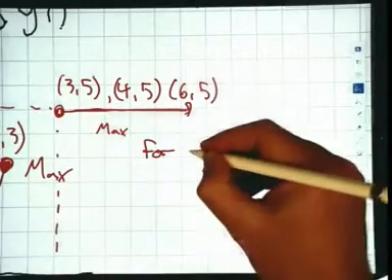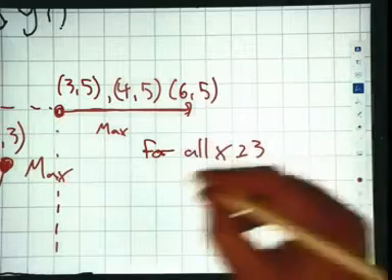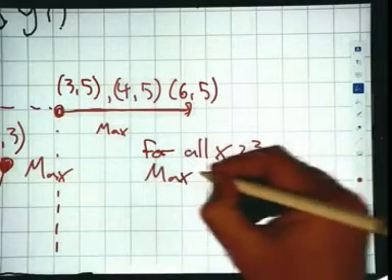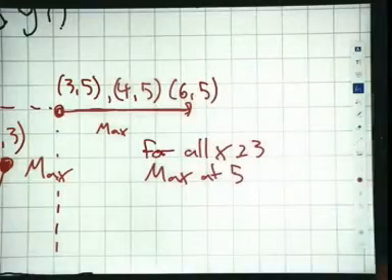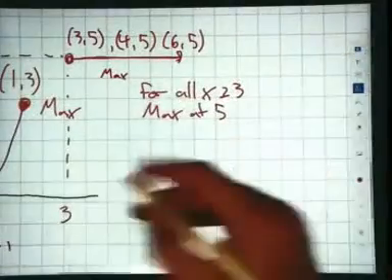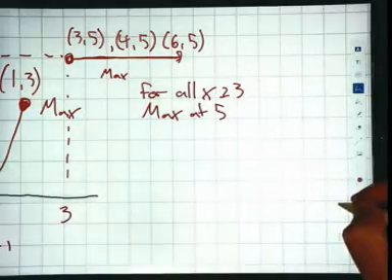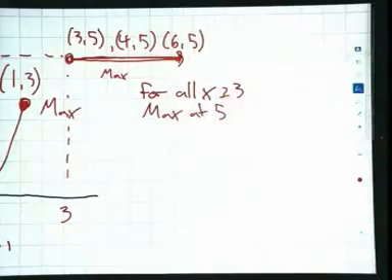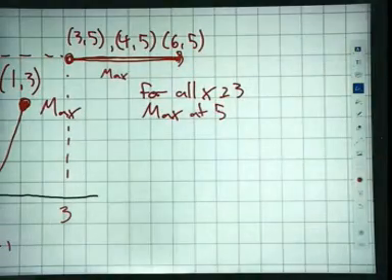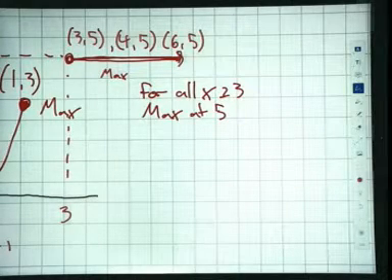So the easiest way to say this would be for all x that are greater than or equal to 3, we have a max at 5. For all x's greater than 3, so as x goes to 3, to 4, to 5, to 10, to 100, to a million, this stays constant. It's always 5. Does that help answer your question about max and min?